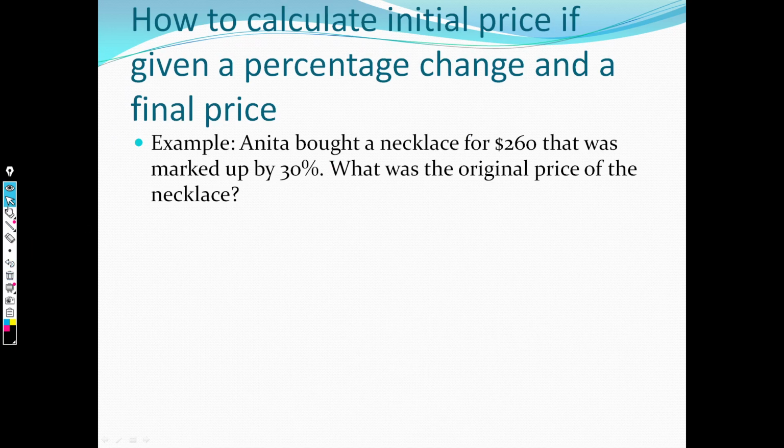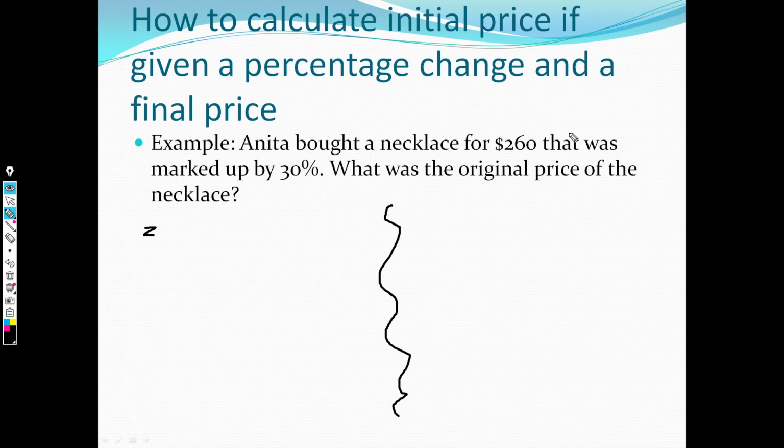Now, the next thing you need to know is how to calculate an initial price if you're given a percentage change and a final price. Now, we saw that there were a couple of different ways to do that. We saw mainly two different ways. The first way is to think about the original price and attribute a variable to it, and say, what was the original price of the necklace? I'm going to say that that's Z, for example. Here you've got Anita bought a necklace for $260 that was marked up by 30%. What was the original price of the necklace?